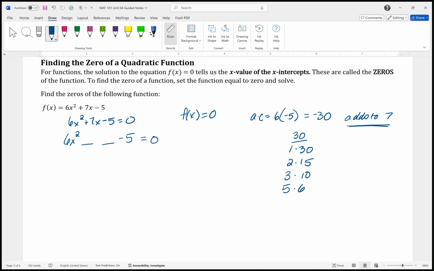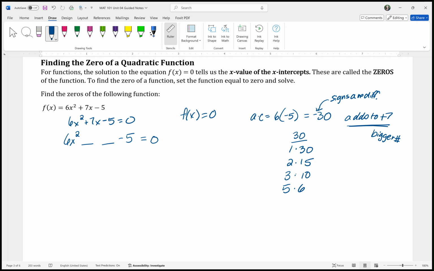Adds to 7. Now, here's the thing. Again, we're adding, but these could be positive or negative. It just depends. So let's figure that out. If this is negative, then the signs are different. So we're going to have one positive, one negative for our factors. And then if this is positive, that's our b. If our b is positive, our b is going to be our bigger number, our bigger factor. So just looking at that, we know our signs are different. So we know we need the difference between these numbers.